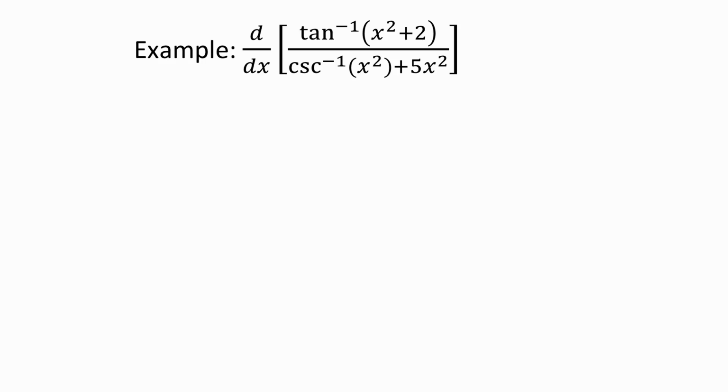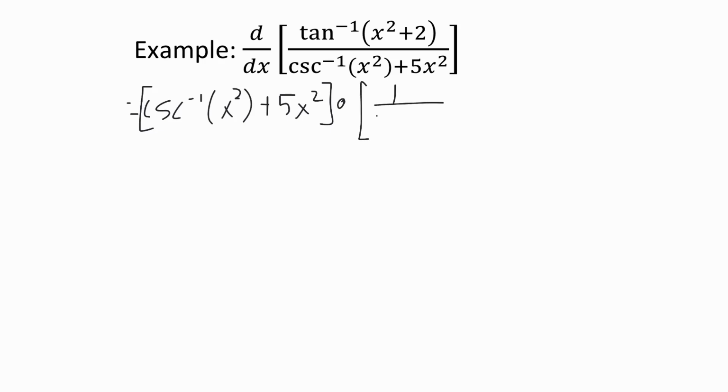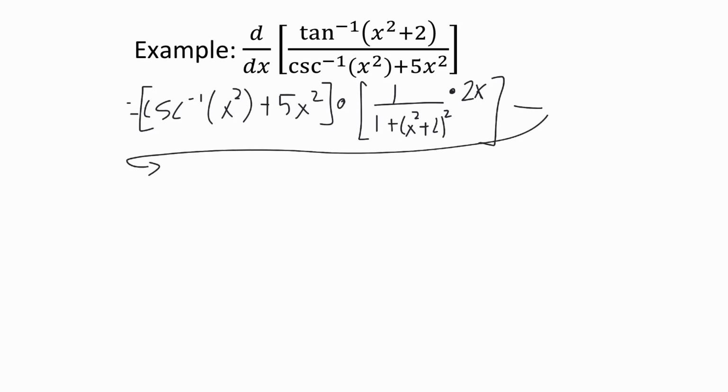Let's do low, so cosecant inverse of x squared plus 5x squared. Let's put that in some brackets. D high: tan inverse is going to be 1 over 1 plus x squared plus 2, all squared, times 2x. So that's our low d high. Now we're going to need high d low.